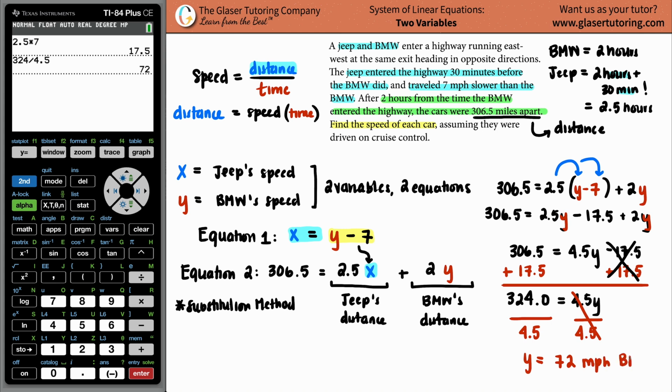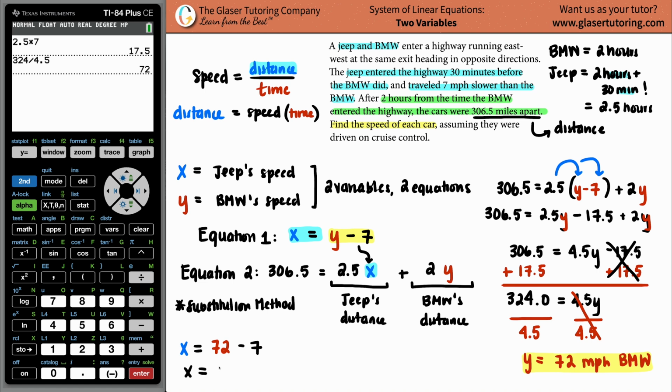And this is for the BMW. Okay, and now we just have to find out what was the Jeep speed. Well, use either formula that's easier for you, right? We have the two equations, so you're just going to pick the one that's easier for you. I'm going to use this one because it's already in x equals. So we're going to say x equals y, which was 72, minus 7. So what is that, 55?